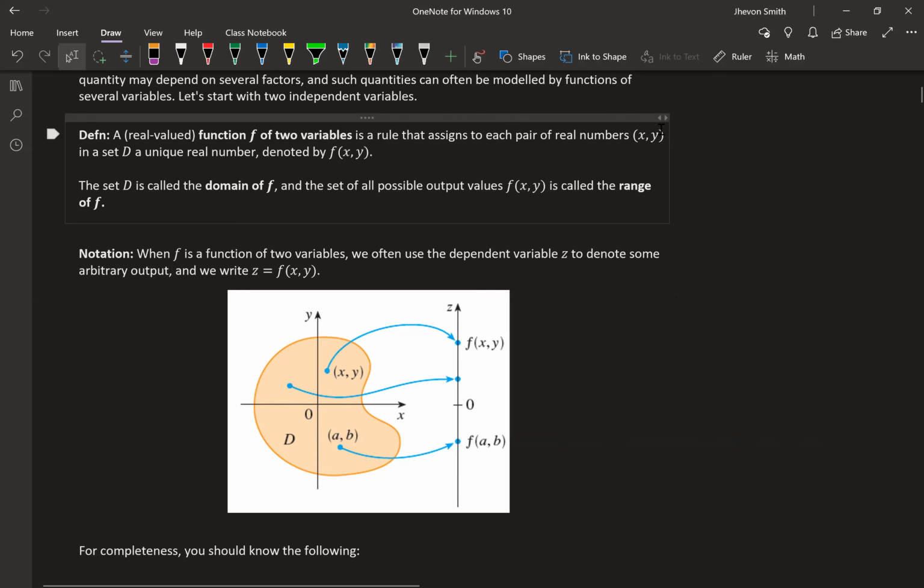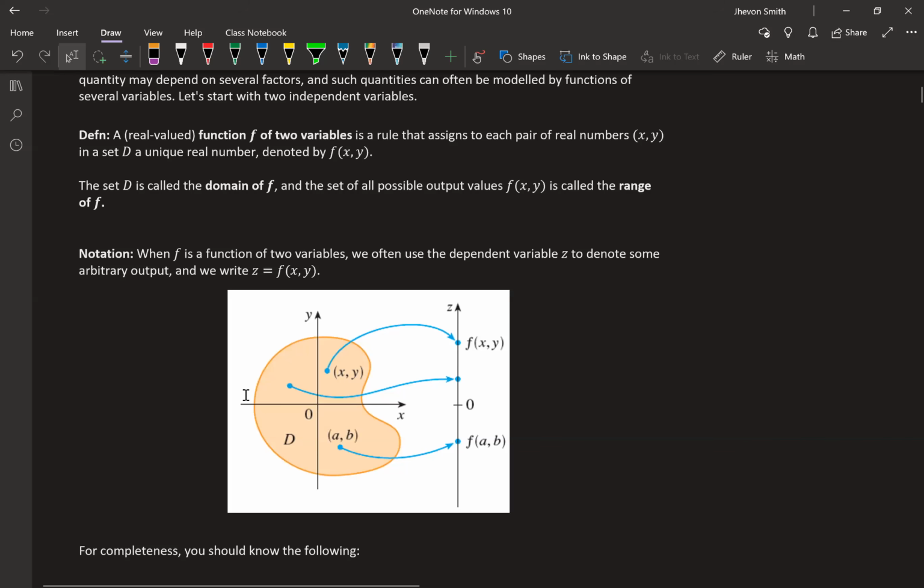So the input space is 2-dimensional. There are 2 values that we can take on, say x and y. And the output is going to be f of x, y, which we often call z, right? D is called the domain of f. This is where all your coordinates live that you're plugging into your function. And the range is just the outputs on the z-axis.